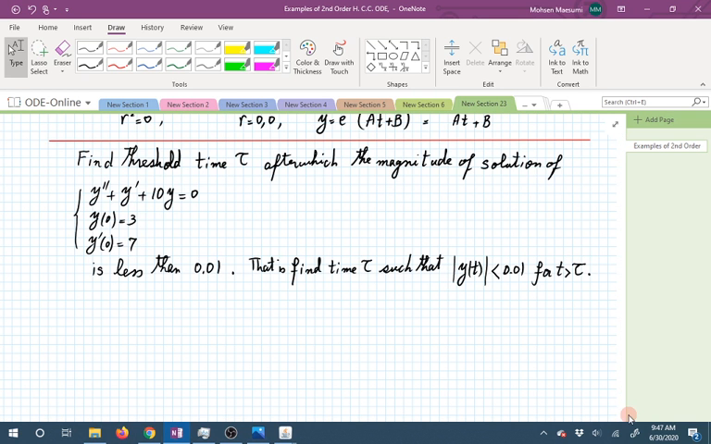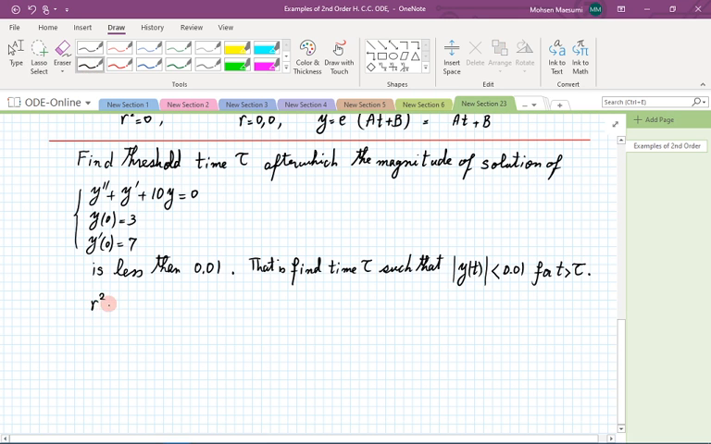Okay, so what do we do first? We, of course, write our characteristic equation. R squared plus R plus 10 is equal to 0. So this is not easily factorable, so we have to bring out the big guns, which is the quadratic formula: minus the middle term, plus or minus the square root of the middle term squared minus 4 times the first and last coefficients, divided by 2. So minus 1 plus or minus the square root of minus 39, over 2.